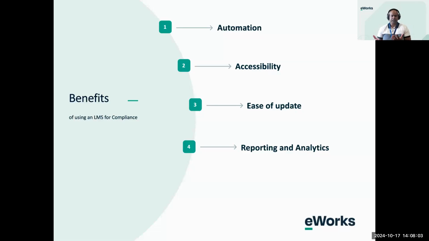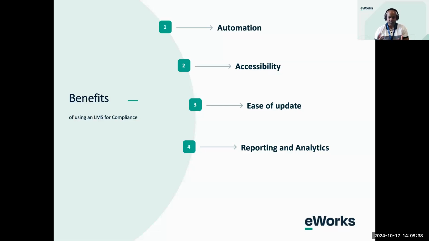Jumping on to number 3, ease of update. An LMS will allow the organization to quickly change the content in situations where the legislation changes or maybe there are updates to the organization's policies. These changes can be quickly deployed and essentially made immediately available to all the users on your platform. Number 4, reporting and analytics. Definitely something important to gauge user progress and easily monitor their completions to ensure they're meeting their obligations in the organization.